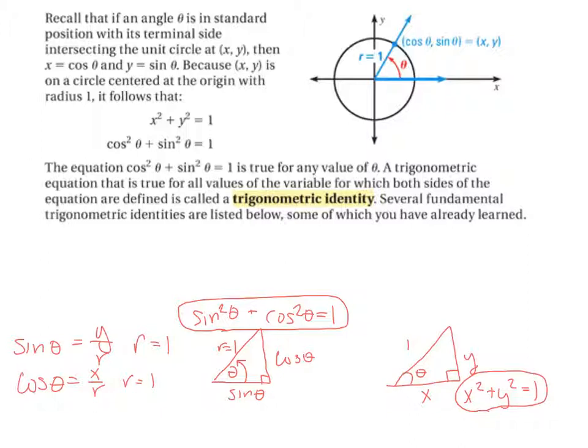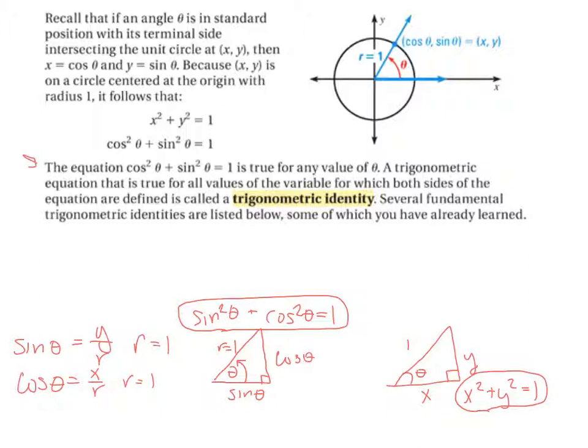So now I'm right here. The equation cosine squared theta plus sine squared theta equals 1 is true for any value of theta. A trigonometric equation that is true for all values of the variable for which both sides of the equation are defined is called a trigonometric identity. It's something that's true on the left side of the equal sign and the right side of the equal sign, no matter what. All values of the variable are true, so it's called a trig identity.